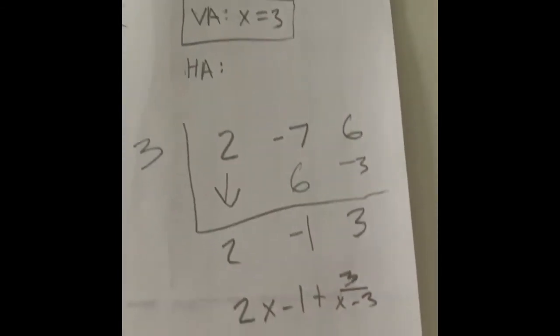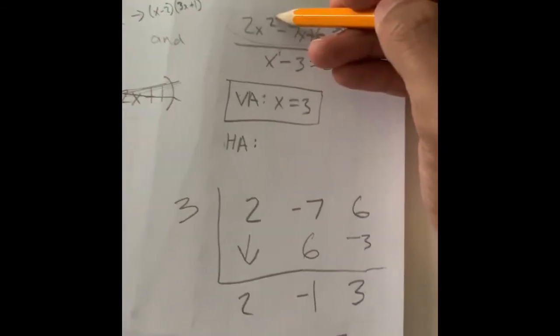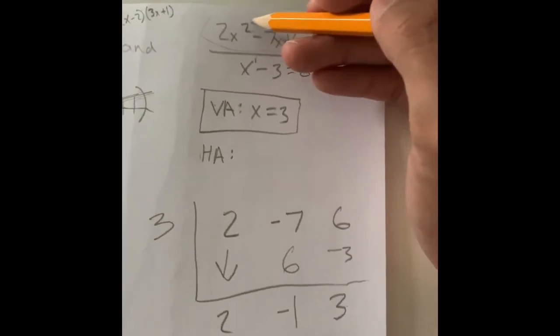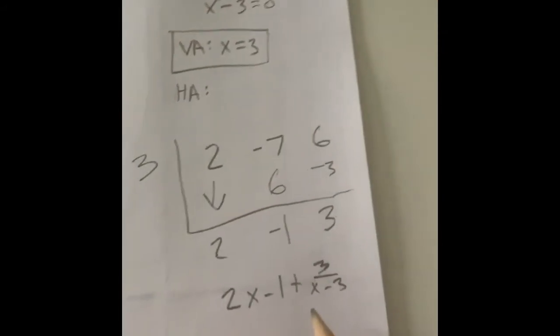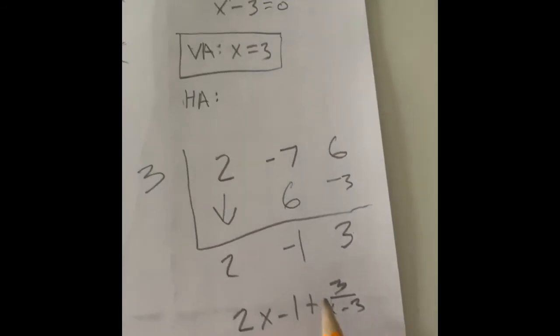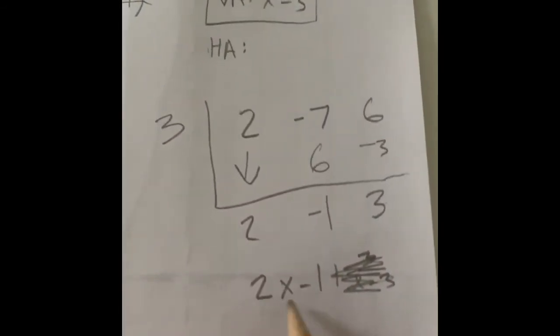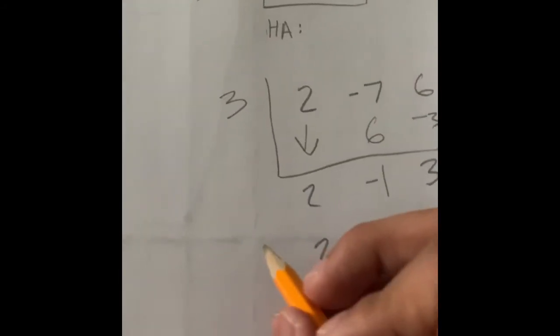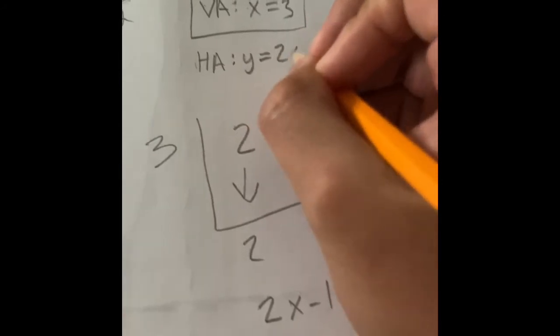So basically, whenever the highest degree is on the numerator, then you get a slant asymptote, which is what this is. When you divide the two, you get this. So don't mind the remainder whenever you divide them. Just look at the actual numbers, 2x minus 1. And that's what it is. That is your slant asymptote.